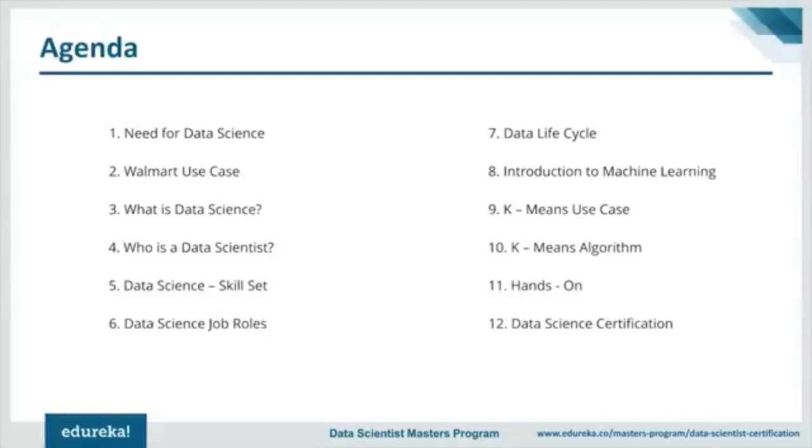Next, we'll move on to see the various data science job roles such as data analyst, data architect, data engineer, and so on. After this, we'll cover the data lifecycle, where we'll discuss how data is extracted, processed, and finally used as a solution. Once we're done with that, we'll cover the basics of machine learning, where we'll see what exactly machine learning is and the different types of machine learning. Next, we'll move on to the k-means algorithm and we'll discuss a use case of the k-means clustering. After which, we'll discuss the various steps involved in the k-means algorithm. And then we'll finally move on to the hands-on part, where we'll use the k-means algorithm to cluster movies based on their popularity on social media platforms like Facebook.